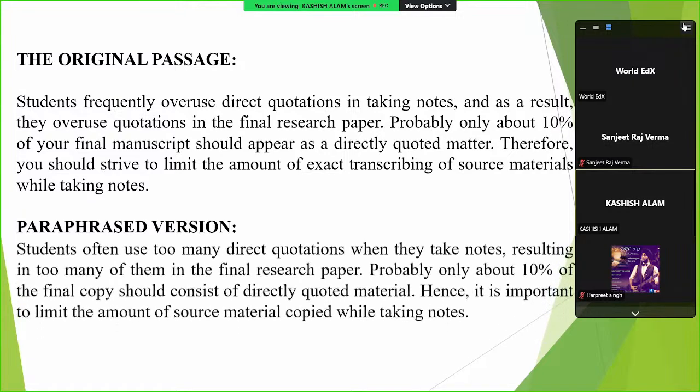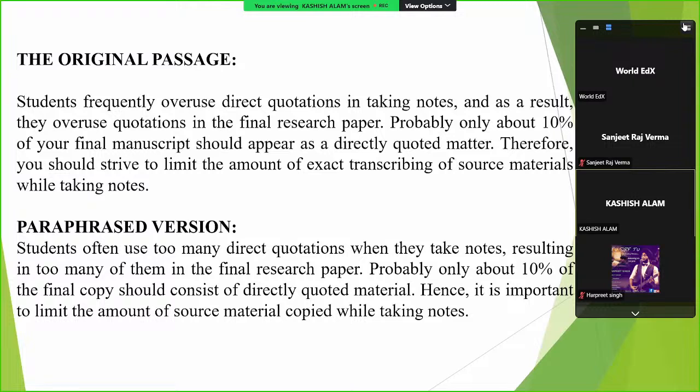Here, let's have a look at the paraphrased version. "Students often use too many direct quotations when they take notes, resulting in too many of them in the final research paper. Probably only about 10%, or 1/10, of the final copy should consist of directly quoted material." This has been rephrased into this version. Instead of "therefore," you can use "hence" or "thus." So here "hence" is used. "It is important to limit the amount of source material copied while taking notes."